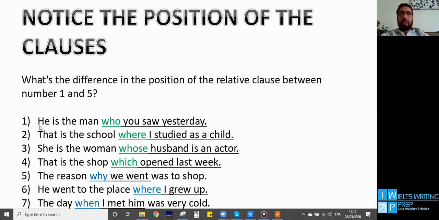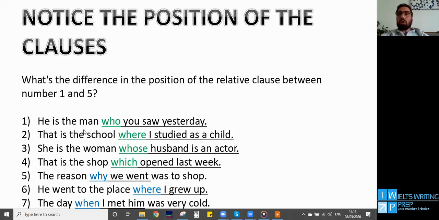So let's look at number 1. He is the man. He is the subject, is the verb, and the man is the object here. The relative clause here is not coming after the subject. It's coming at the end of the sentence. Now, when we look at number 5, the reason why we went. Here the relative clause is coming after the subject of the sentence. So the relative clause can come after a noun at the end of the sentence, or after a noun at the beginning of the sentence, which is a subject.